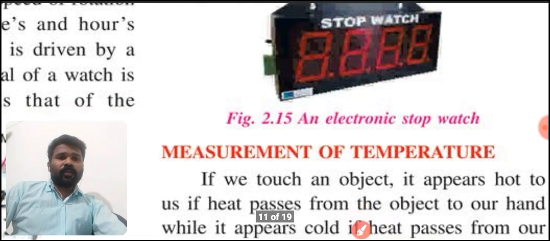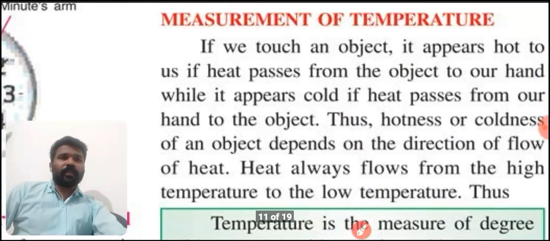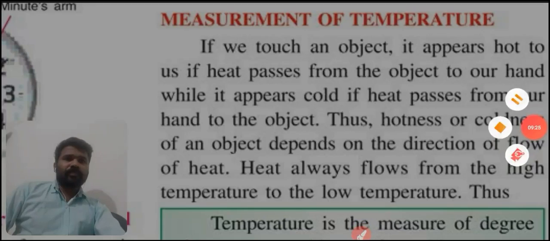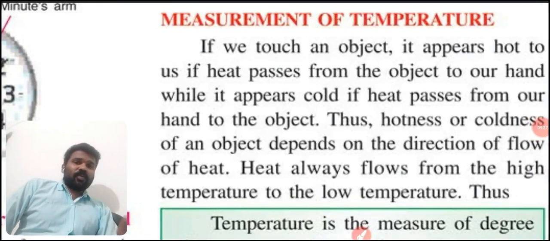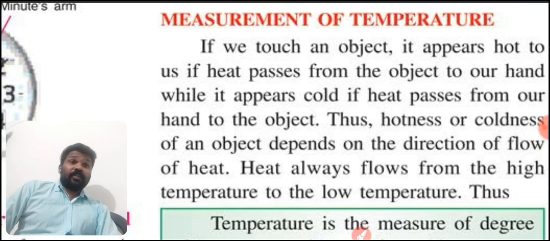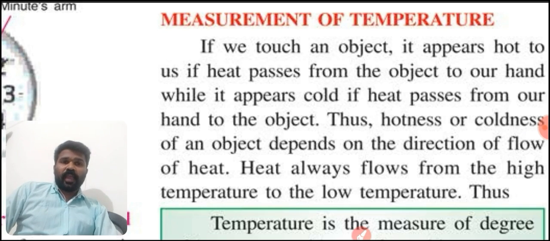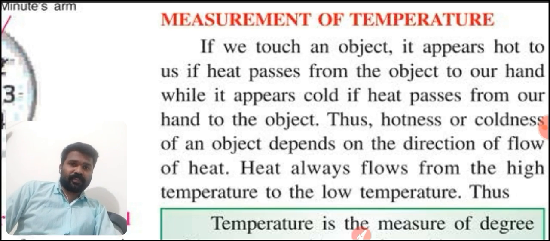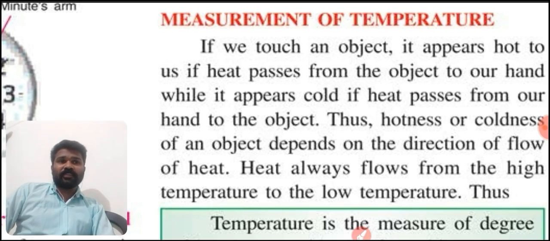Now we are going to discuss measurement of temperature. If we touch an object, it appears hot to us if heat passes from the object to our hand, while it appears cold if heat passes from our hand to the object. We can feel heat or cold by touching the object. Thus, hotness or coldness of an object depends on the direction of flow of heat.